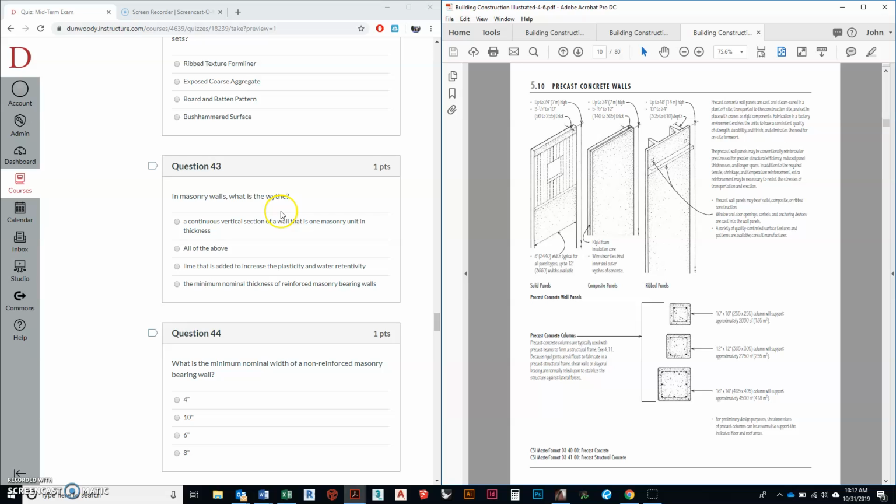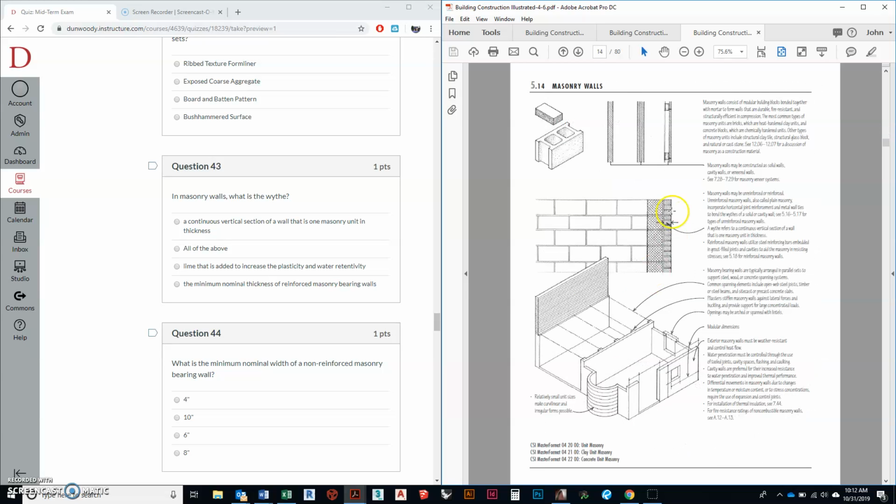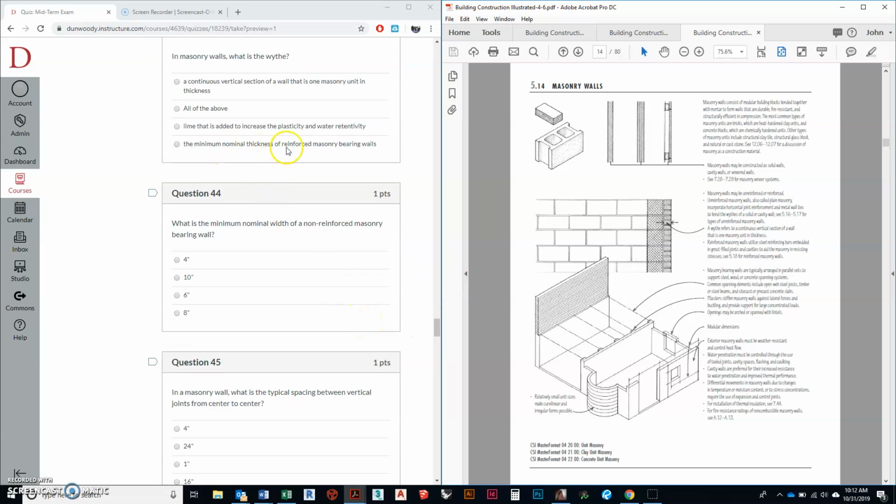In masonry walls, what is the wythe? So we talked about this word. Wythe is an interesting word that's really worth knowing. We're going to get to, there we go, masonry walls. And so here we can start to talk about the wythe of that wall. You can read in here and start to understand what that means, and understand what best describes that. It should be the minimal nominal thickness. It should be that last answer there.